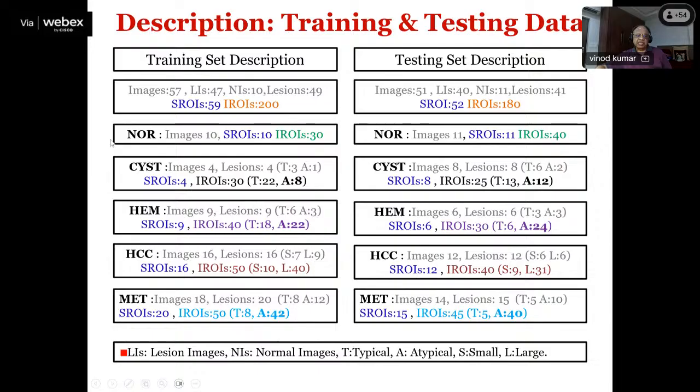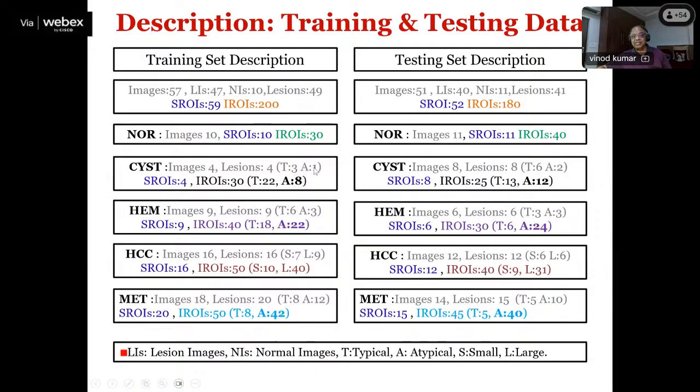So normal image is 10. We have said normal image is 10, SROI is 10, and IROI is 30. Cyst, only 4 images, lesion 4, and out of 4, 3 lesions were typical, and another one was atypical.